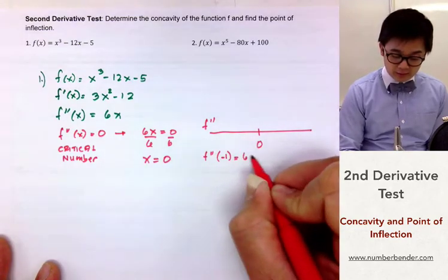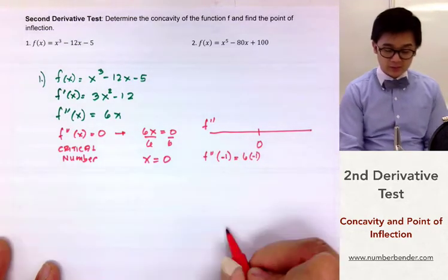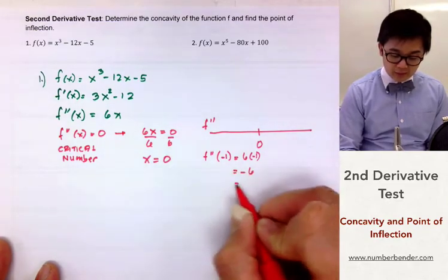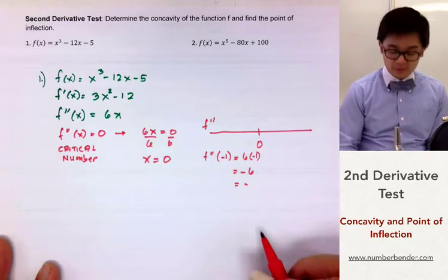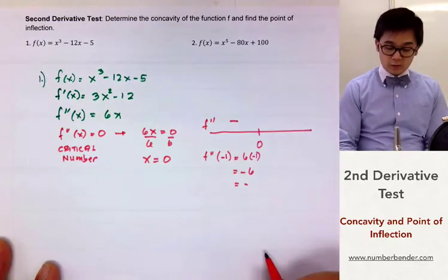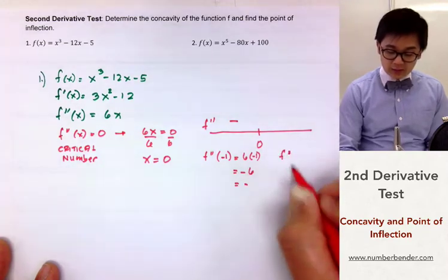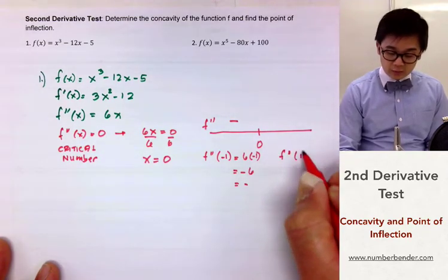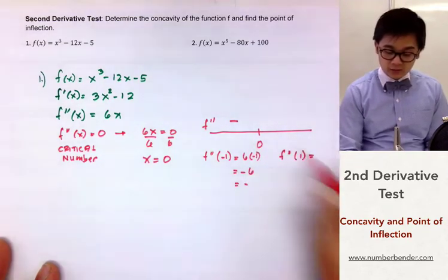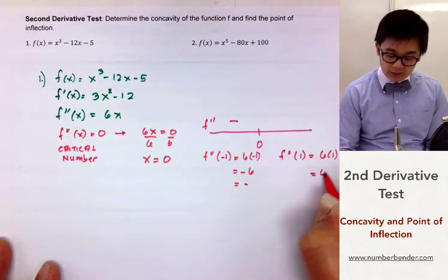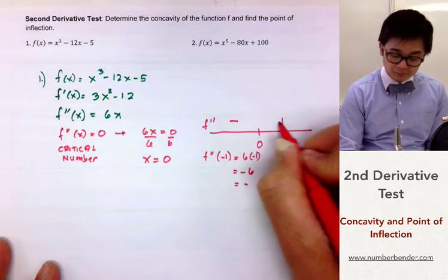So we'll have 6 times -1 because that's the second derivative, 6x, and we'll have -6, which gives us a negative value for the second derivative. And for the next interval, we'll set x to +1 since 1 is over 0. 6 times 1 is 6, which is a positive value.